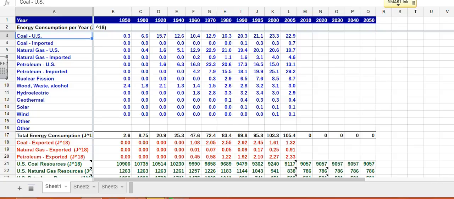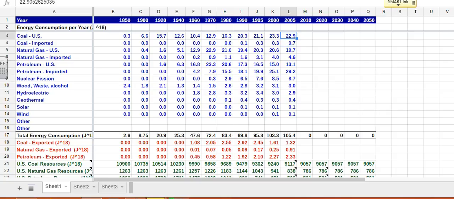Anyways, in the blue, let me break this down. That's representing energy consumption per year. And so it lists coal. That's how much we're using. So the total amount of coal that we're using in the United States is 22.9 plus the 0.7.